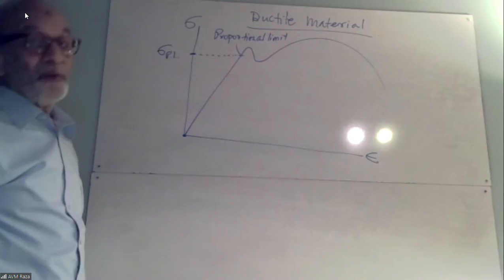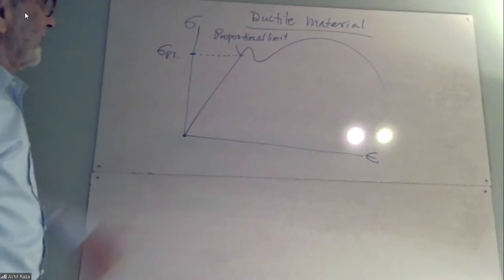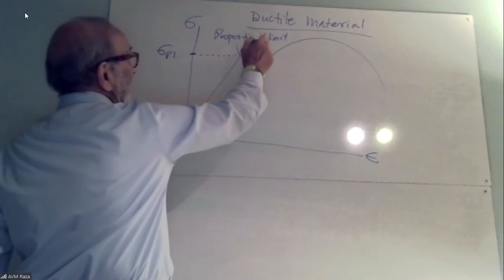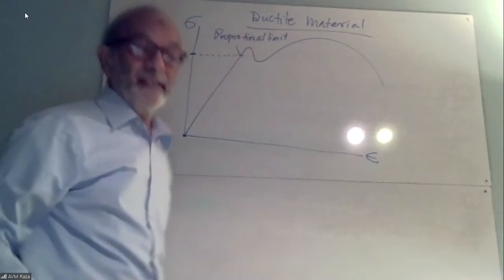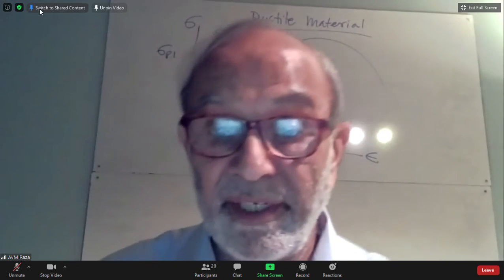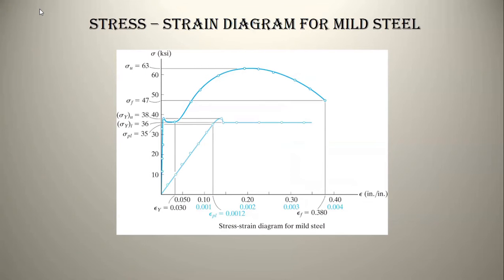Then there are a few other points for which I need to have a better graph. This shows you the proportional limit. I can also show you the yield strength here, but it's better to look at the graph which is given in the book and which I am now bringing on my screen. Please have a look at this graph. So this is the stress strain diagram for mild steel.